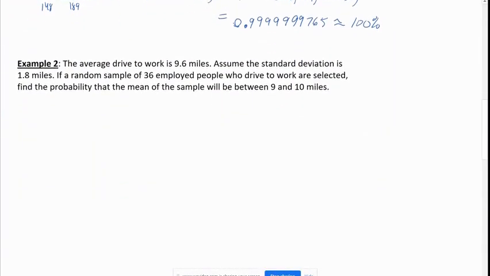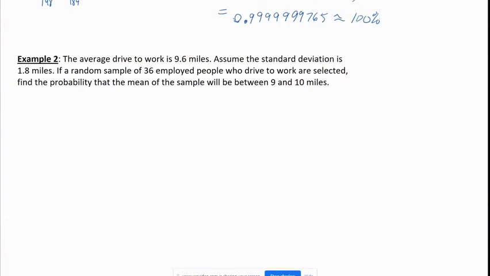All right, so question number 2 is similar to part B that we just did in the previous problem. This time, it's saying the average drive to work for, let's say, all Americans is 9.6 miles. This might be data from a given state, but let's say everywhere in the United States, the average drive distance is 9.6 miles. The standard deviation is 1.8 miles. So we know our mean is 9.6 and our sigma is 1.8.